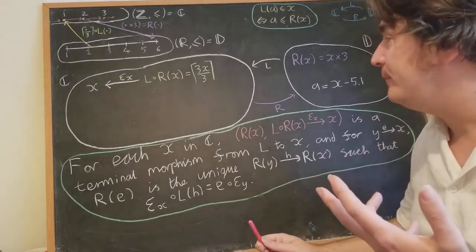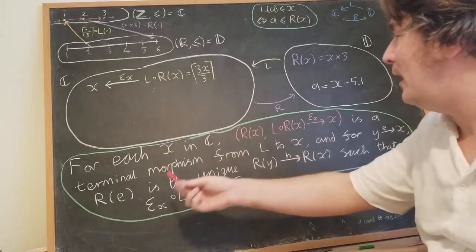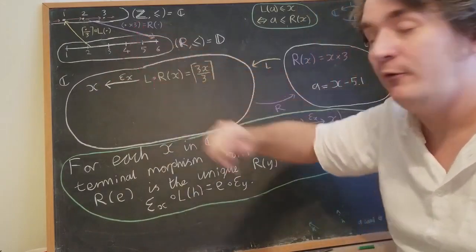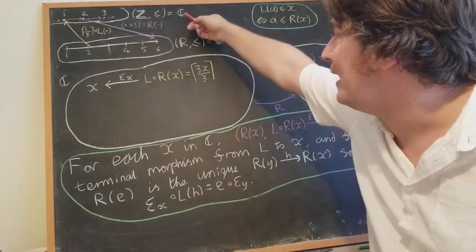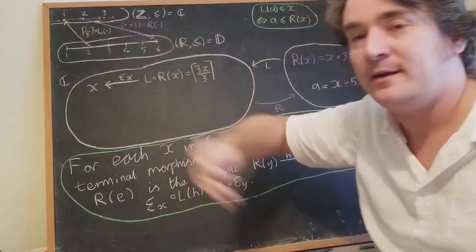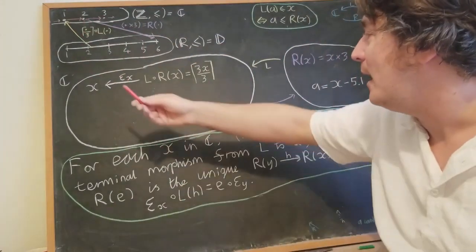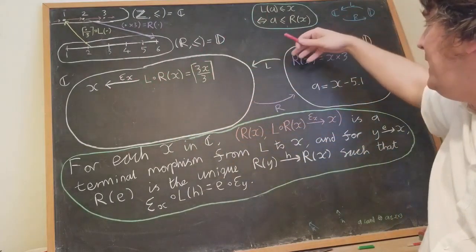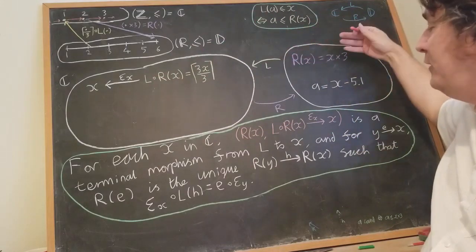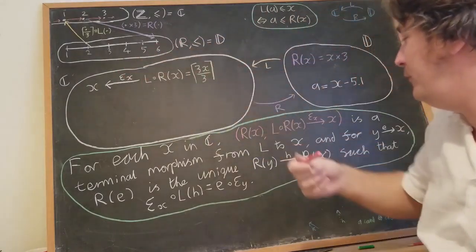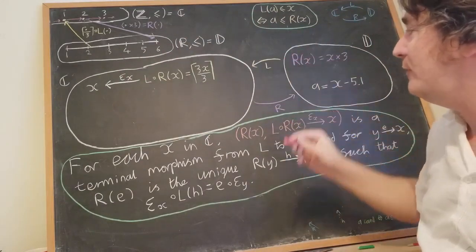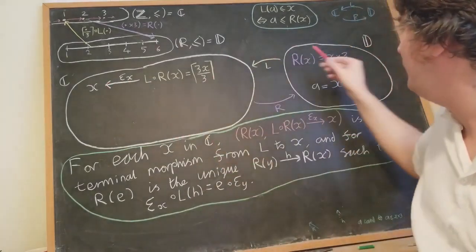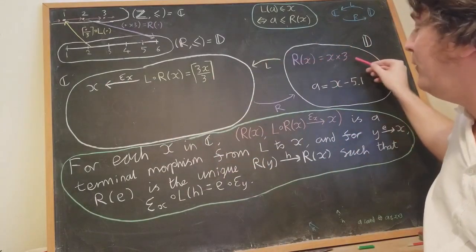Okay, so let's talk about this first bit for a start. What we want is that for any object X in this category C, in this case our category of integers with their ordering, there is an object over here which we're going to call R of X, the object involved in this terminal morphism from L to X. Okay, so how's this going to work? We already actually know what this object is. It's going to be 3 times X.